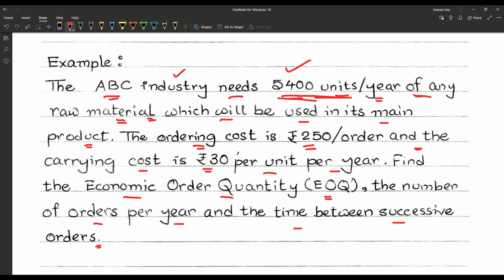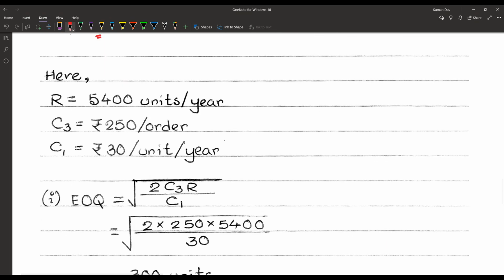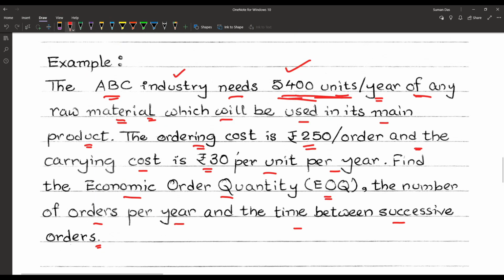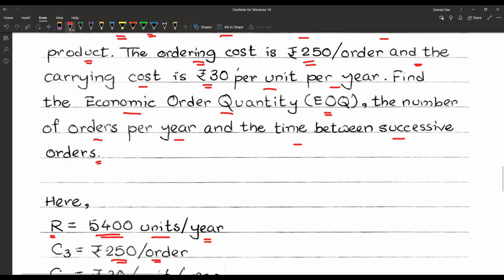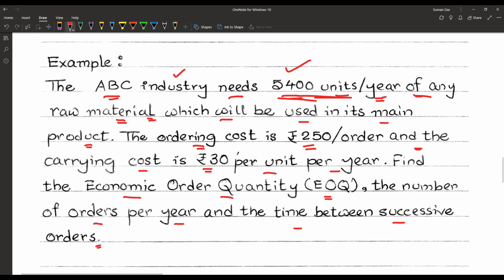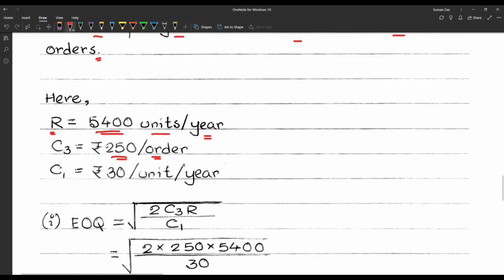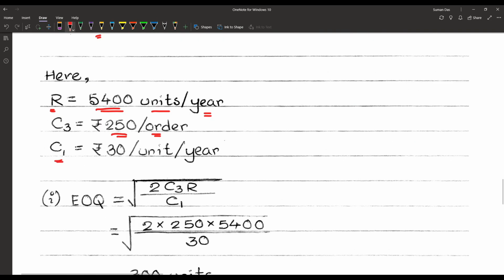Let's solve the problem. Here capital R, our demand, is 5400 units per year. Then C3 has been given as rupees 250 per order. Let's check the problem once again. The ordering cost is rupees 250 per order and the carrying cost is rupees 30 per unit per year. That's okay. C1 is equal to rupees 30 per unit per year.